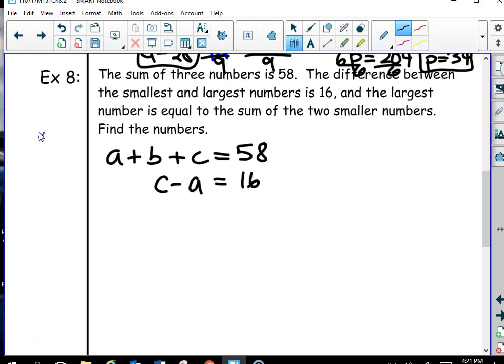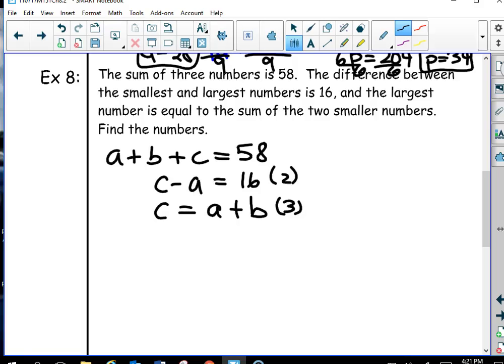And the largest number is equal to the sum of the two smaller, so C is equal to A plus B. Now I could arrange these all into standard form, but you should notice that I can substitute my third equation into the second equation and eliminate... no, that's not going to work. I've got to work with both of them.